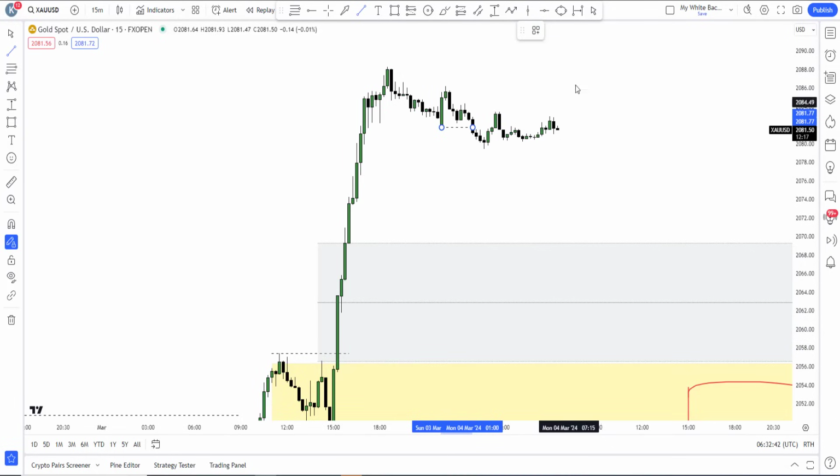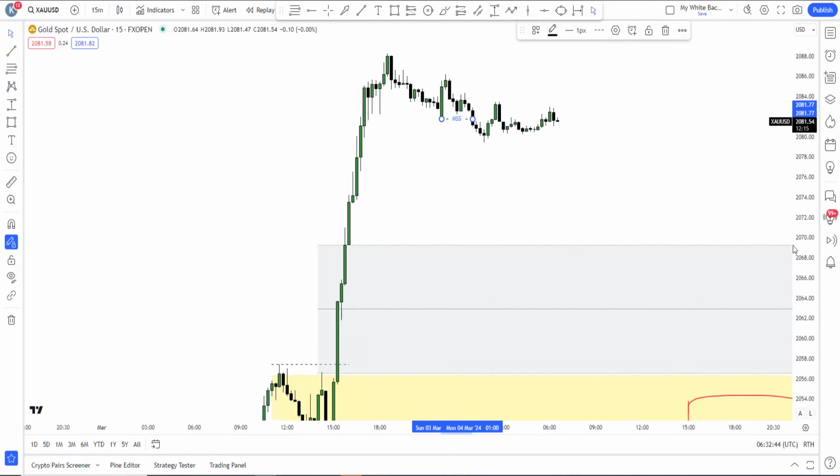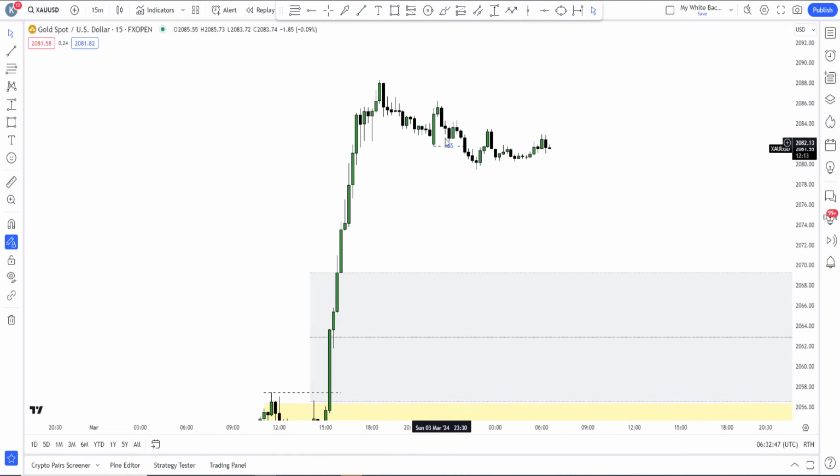Now, time and price is important. What is the time now? What time did we see this shift in structure? It's also important, guys. What time? The current time in the market now, we've just finished Asian session. We are entering into Frankfurt, London.